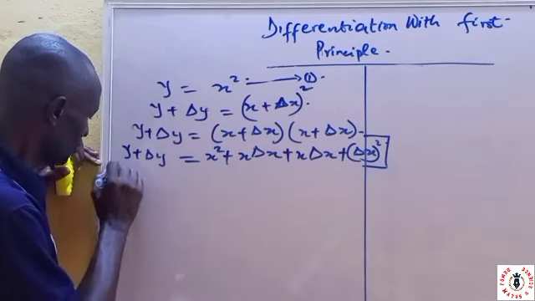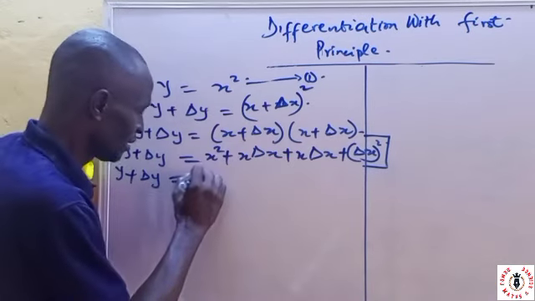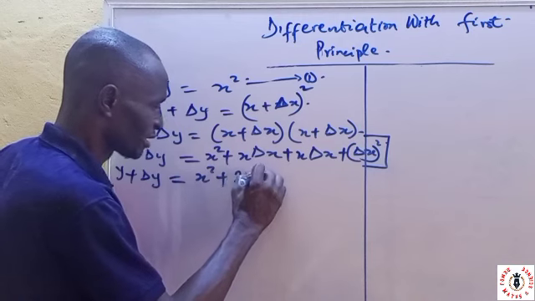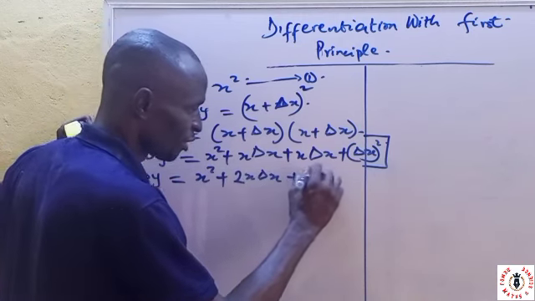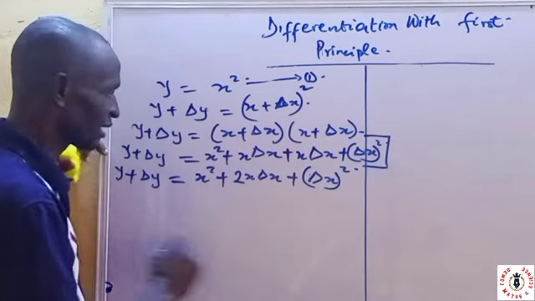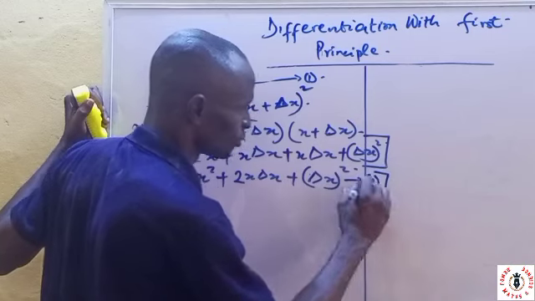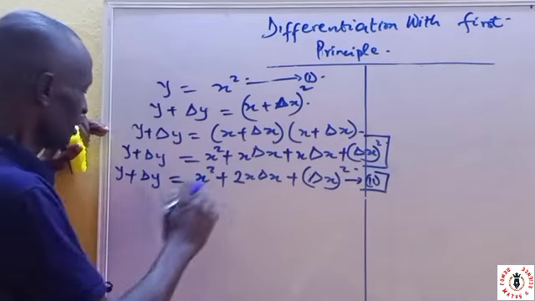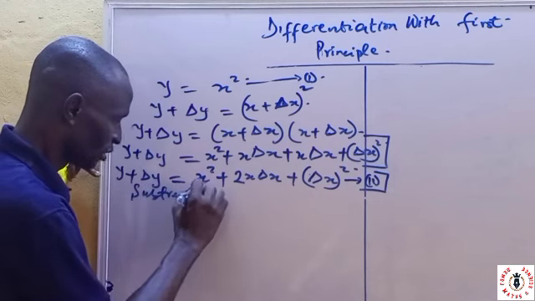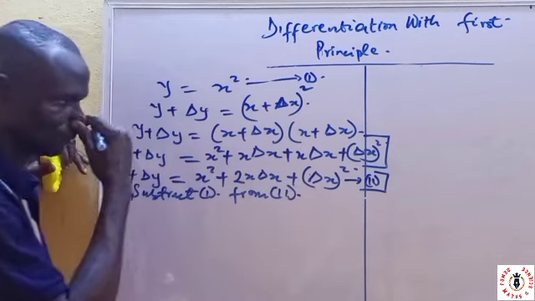Now with this, my y plus my change in y is the same thing as x squared plus this becomes 2x change in x plus my change in x all squared. So that I can now call this my equation 2. Now we will subtract equation 1 from equation 2.